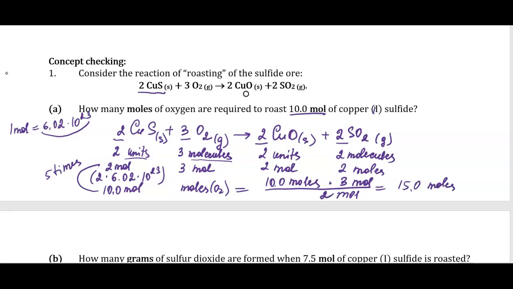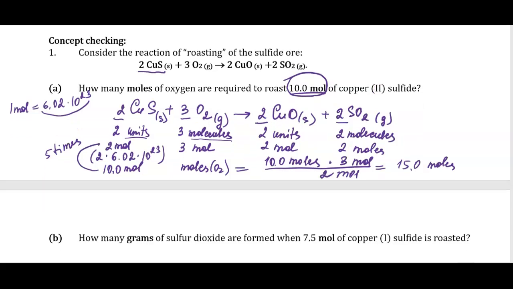Proper number of significant figures, I will need to look at what was given. Here was 3 significant figures, and this ratio we just made up out of this equation, so it doesn't count. That's why I need to have 3 significant figures here. So 15 moles of oxygen is required to roast 10 moles of copper sulfide. Okay.